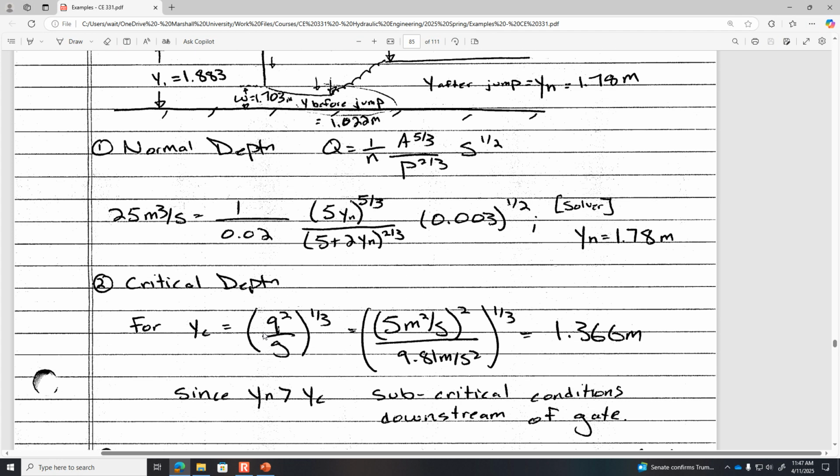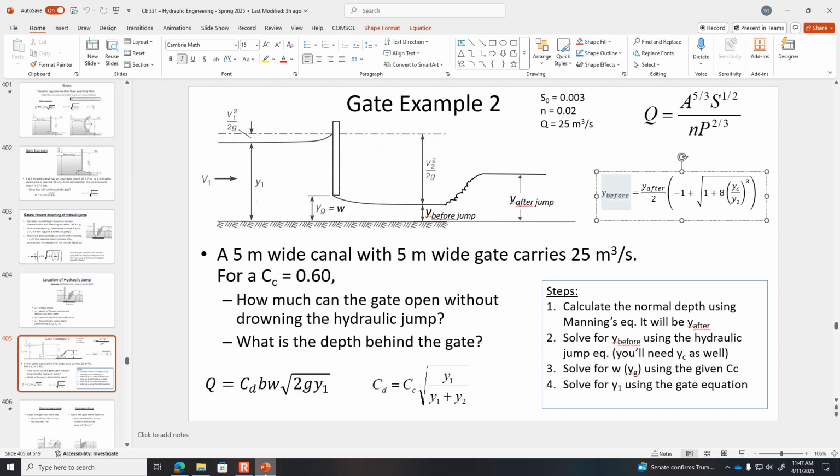Next, we would find the critical depth just to make sure that we have a mild slope. So I found the flow per unit width, and calculated that our critical depth is 1.366 meters, and that is less than the normal depth. So it is subcritical conditions. A jump will be supported. So we did that component of it.